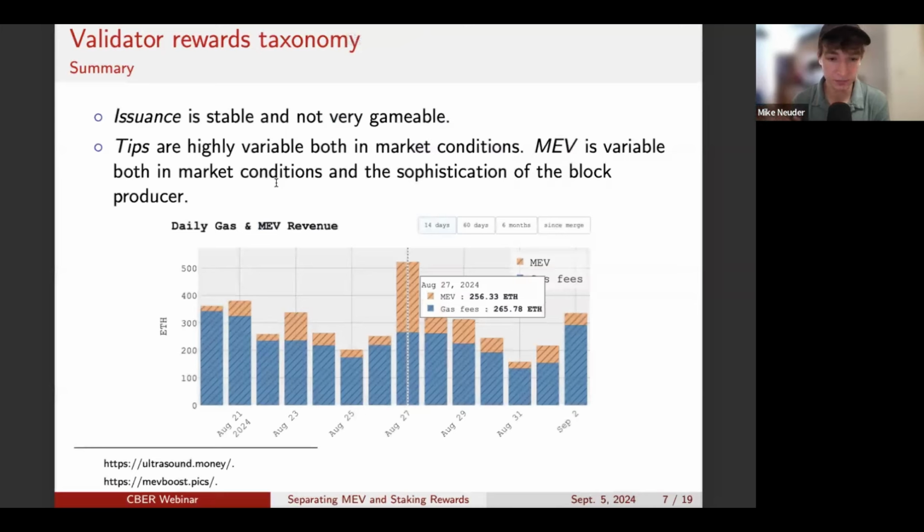And one last dashboard to drive home this point is from mevboost.pics. This shows just the second two portions, the MEV and the gas fees. Gas fees is another way to describe tips. And you see the blue bars are highly variable over the course of a few days. This is the past few days. But MEV is just insanely volatile, right? So on August 27th, there was 256 Ether worth of MEV generated. Just 2 days earlier, this is about 30 ETH. So there was a 10x difference in the MEV that you get if you're a proposer on August 25 versus if you're a proposer on August 27.